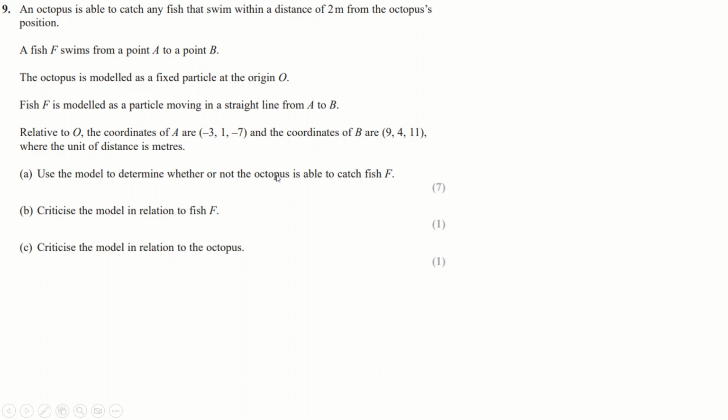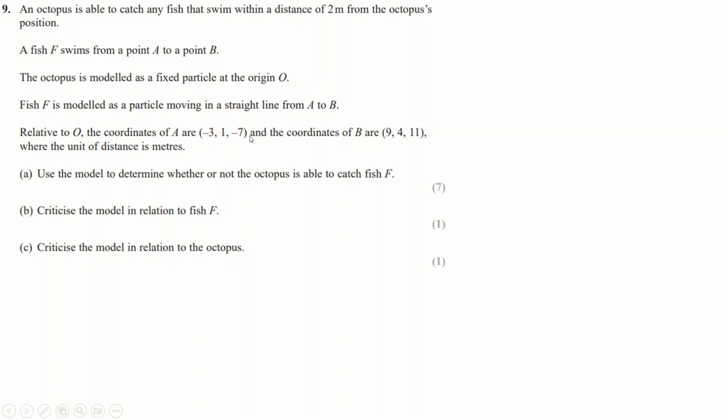We've got one question left, which is another vectors question, the second question on the paper. About vectors, we have a fish swimming in a straight line modelled as a line, and an octopus modelled as a point sitting at the origin O. Fish modelled as a line. Fish goes through these 2 points.